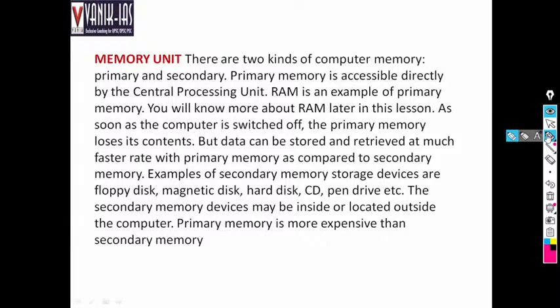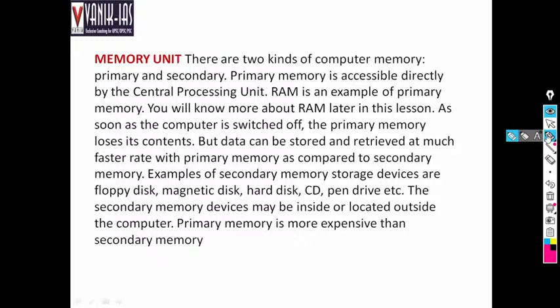There are two kinds of computer memory. One is primary memory, second is secondary memory. So let's learn what is primary memory and what is secondary memory. Primary memory is accessible directly by the central processing unit. RAM is an example of primary memory. You will know more about RAM later in the session. As soon as the computer switches off, primary memory loses its content.